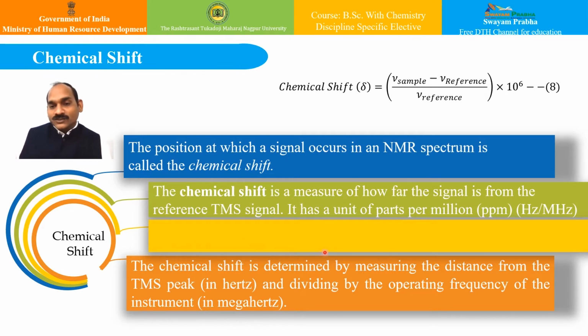This TMS signal is used to define the 0 position on this scale. And finally, the chemical shift is determined by measuring the distance from the TMS peak in hertz and dividing this distance by the operating frequency of the instrument, that is in megahertz. Therefore, the unit of this chemical shift comes in ppm.